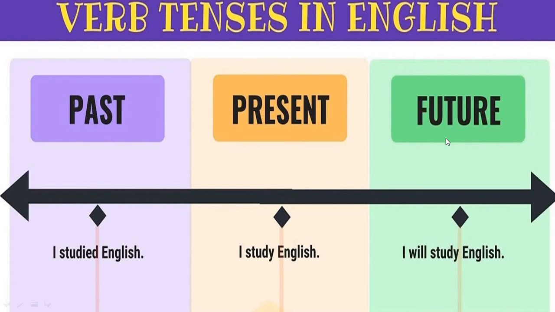And future, that is going to come. That is likely to take place. I will study English. We are using will here for future tense. So there are three main forms of tense. Okay, present tense, an action in the present time. Past tense expresses an action in the past, and future expresses an action likely to take place in future. Future means in coming days, tomorrow, day after tomorrow, okay, next week, like that.